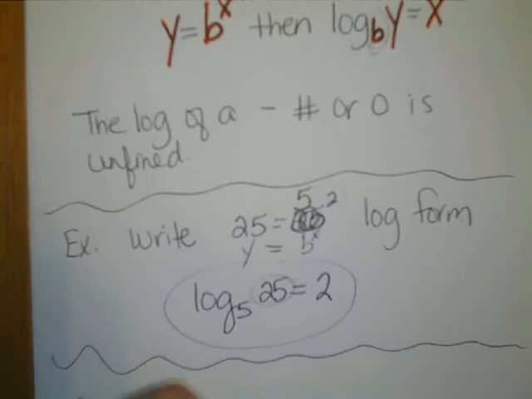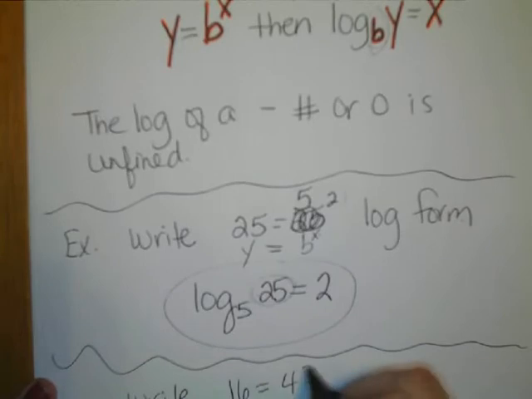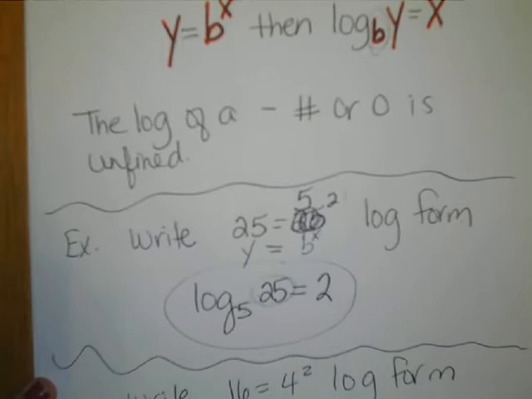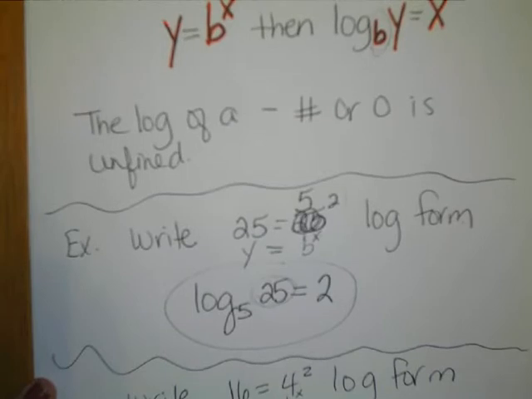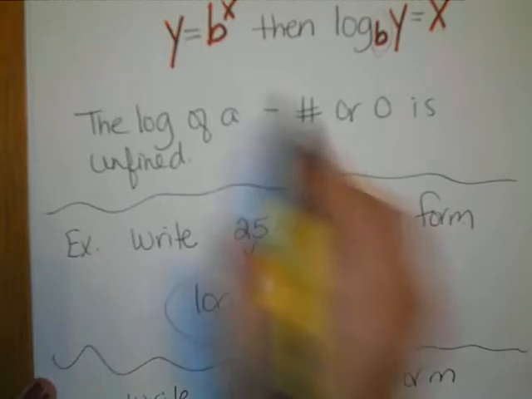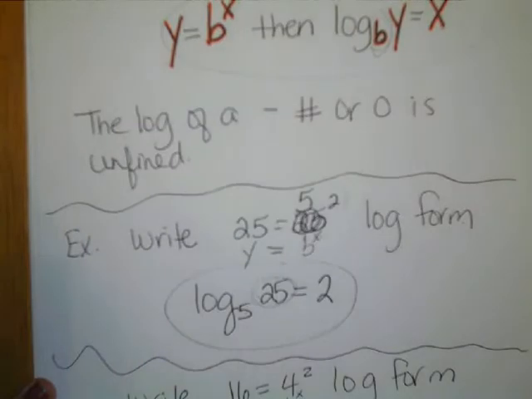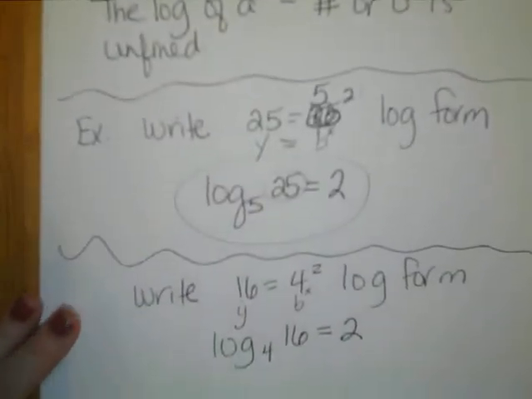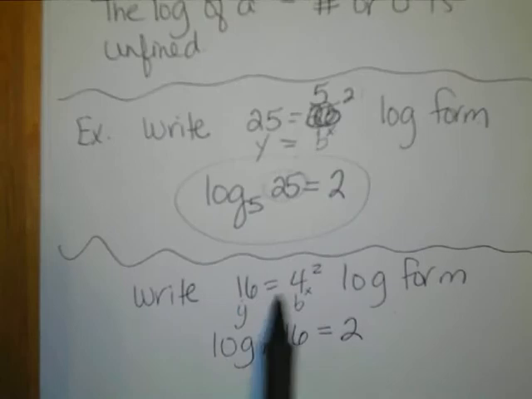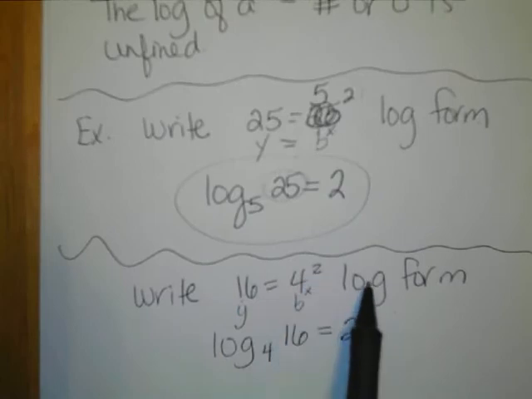Let's do another one. Write 16 equals 4 squared in log form. I know this is y, I know this is my base, and I know this is x. So I'm going to say log base 4 of 16 is equal to 2. All you have to do is follow what I did up here. So again, 16 equals 4 squared. If I write it in log form, it's log base 4 of 16 equals 2.